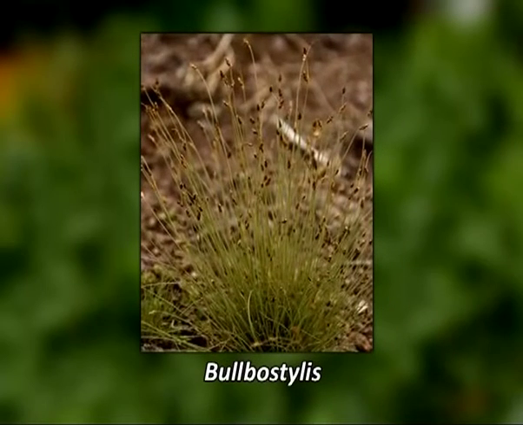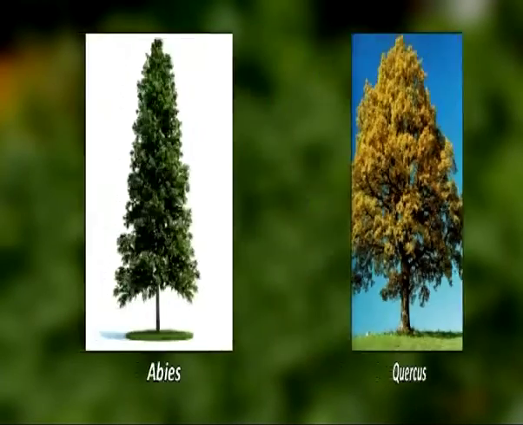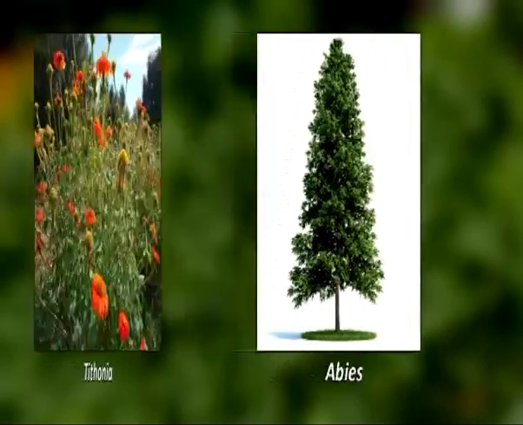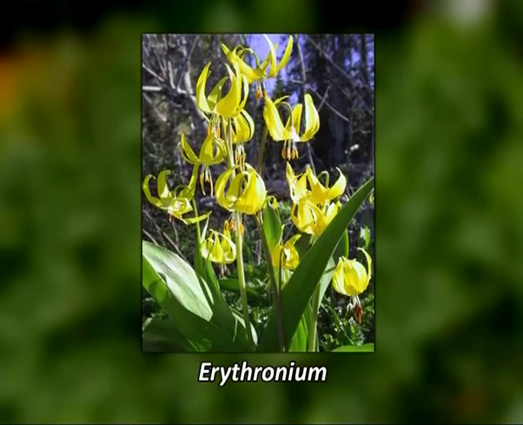All these methods aim at calculating multidimensional relationships and to condense them onto a reduced number of planes for more effective visualization and comprehension. Principal component analysis has been applied to many plant groups, including Bulbostylus from Cyperaceae, Quercus from Fagaceae, Abies from Pinaceae, Tithonia from Asteraceae, and Erythronium from Liliaceae.